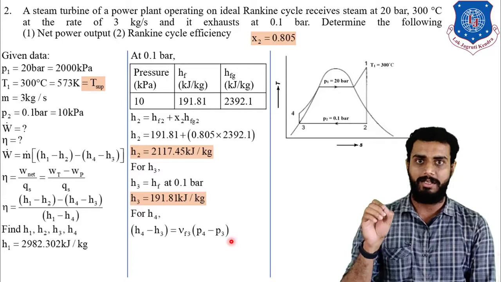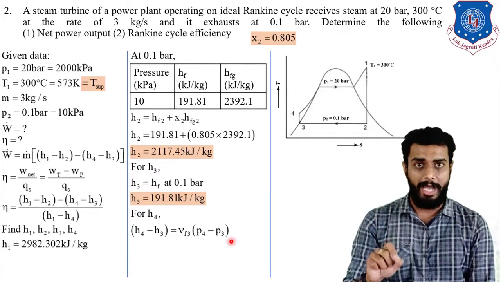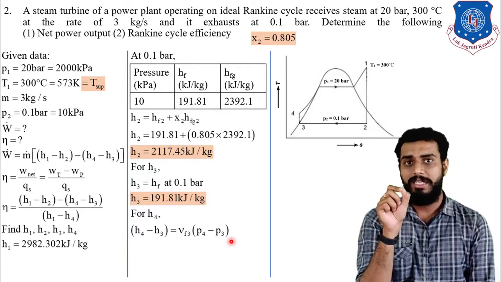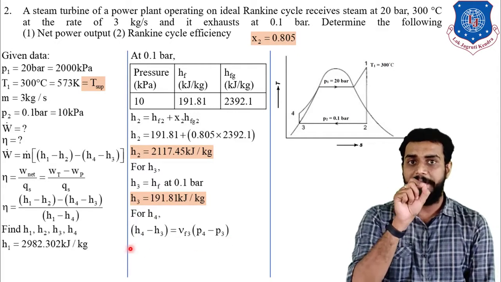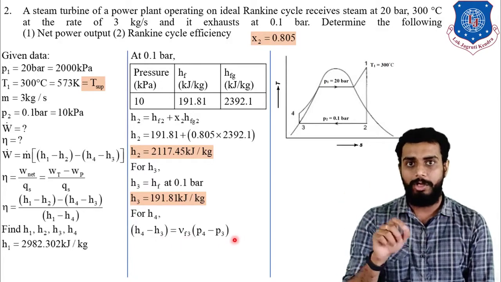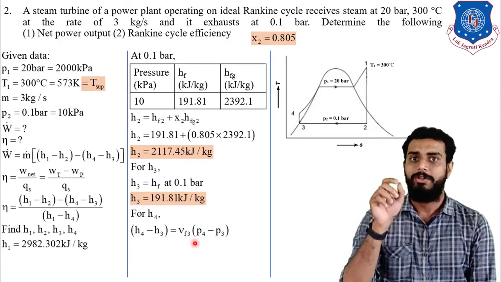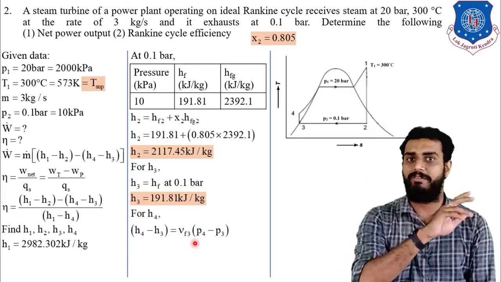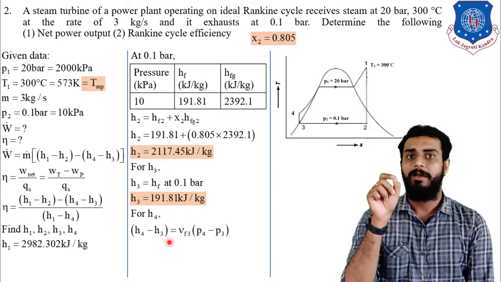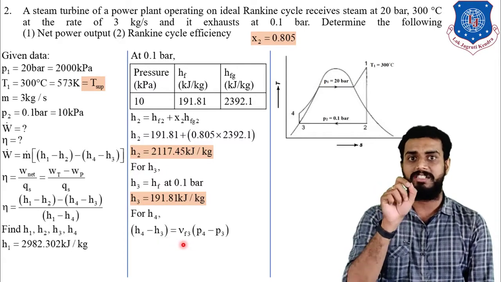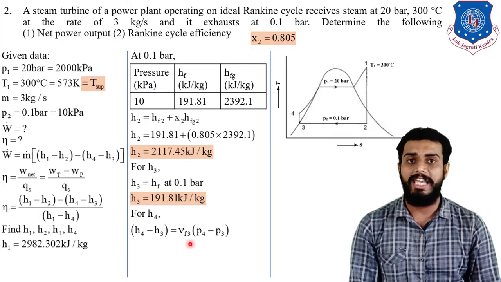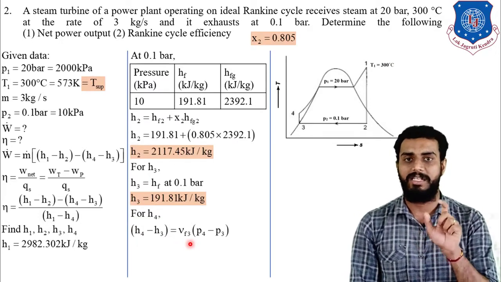h4 we are supposed to find out, h3 we already have, and v_f3. Here v_f3 means the specific volume of saturated liquid, at which pressure? Corresponding to point number 3, the pressure given is 0.1 bar. So at 0.1 bar, whatever value of v_f is given in the steam table, you will take that value. So v_f3 is nothing but v_f at 0.1 bar from the steam table.